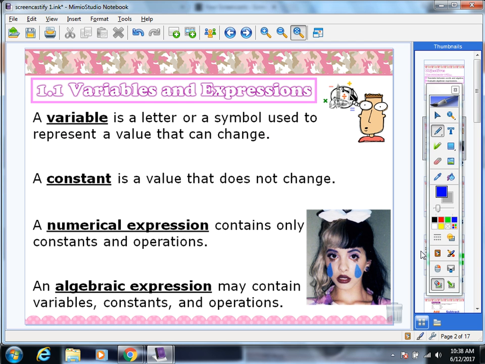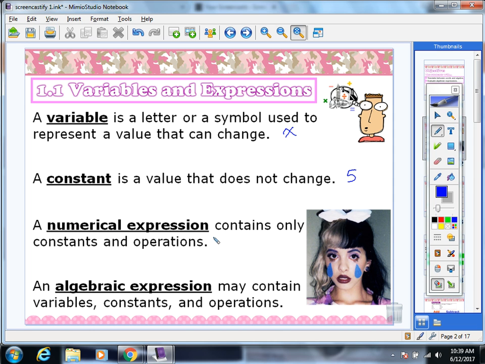Key terms you must know for this lesson are, for instance, a variable is a letter or a symbol used to represent a value that can change. So an example of a variable would be x. A constant is a value that does not change, 5. Any number that has no variable with it.